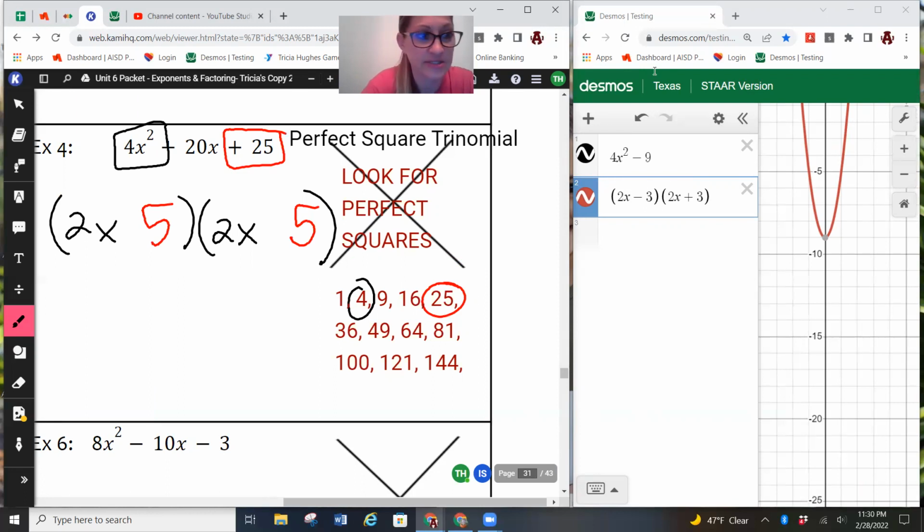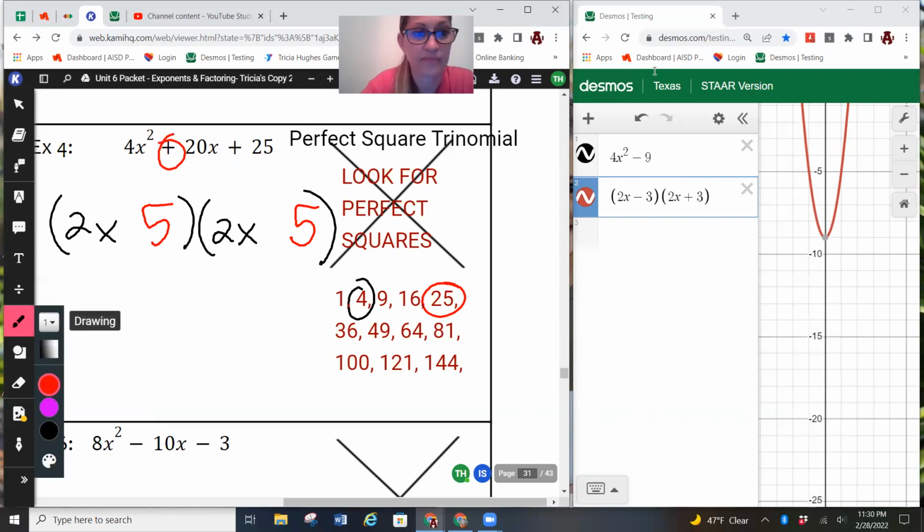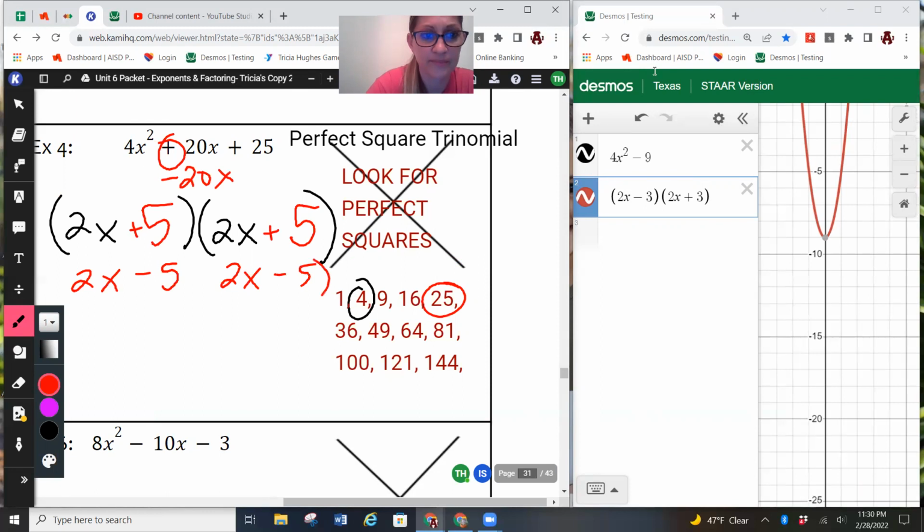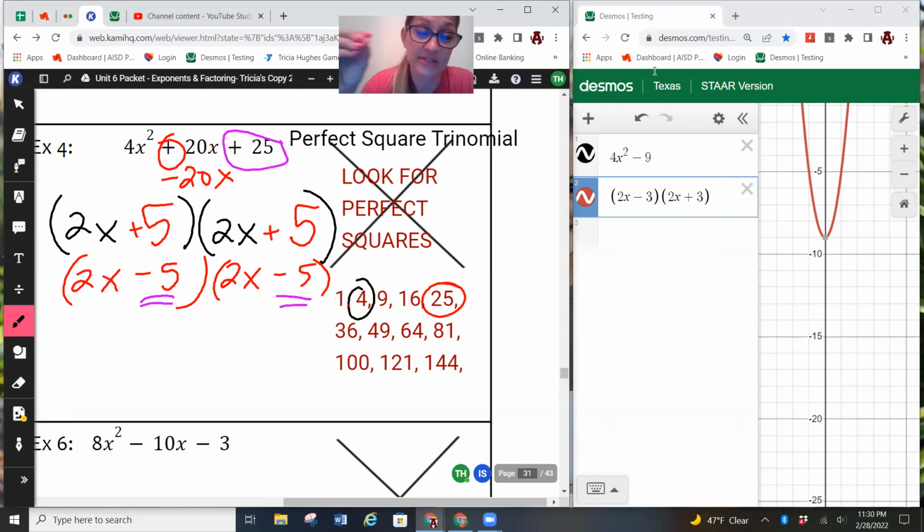Now, since it's a positive 25, I have to look at the sign of this guy. If that's positive, you will use 2 positives. If that was a negative 20x, then your sign would be 2 negatives. And think about it. Thinking logically, think about it. A negative 5 times a negative 5 is also a positive 25. A positive 5 times a positive 5 is still a positive 25.